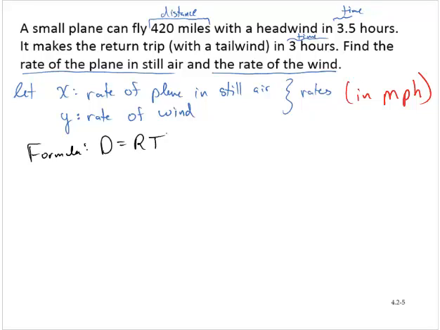Okay, so the first equation is going to be with the headwind. All right, so with the headwind, the plane travels 420 miles, and that's equal to rate times time. Now, since it's a headwind, remember a headwind decreases your speed. You're going against the wind. So with the headwind, the total rate would be x minus y, the rate of the plane, and we would subtract the rate of the wind since it's a headwind. The amount of time was 3.5 hours.